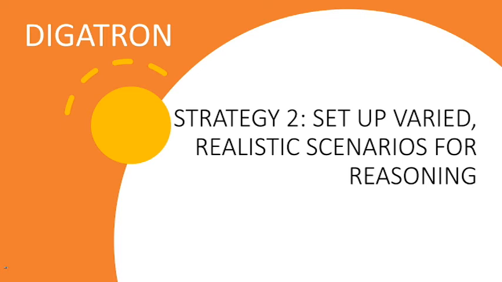Strategy 2. Set up varied realistic scenarios for reasoning. This strategy uses scenarios drawn from the real world to practice a desired skill. The real world aspect requires students to transfer knowledge into the kinds of situations they might encounter in their lives.